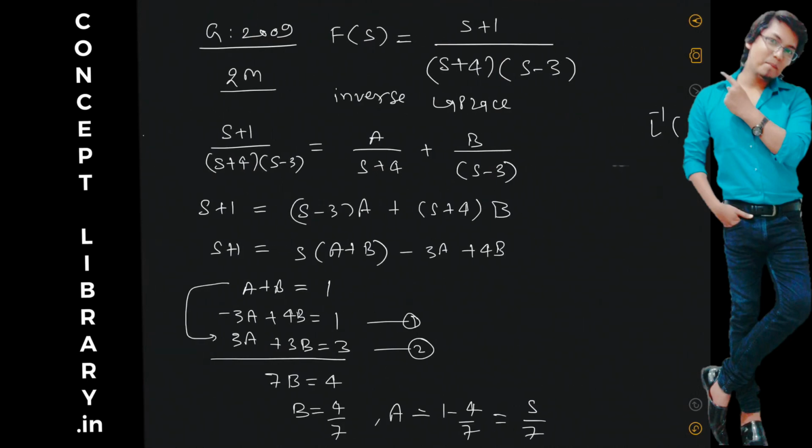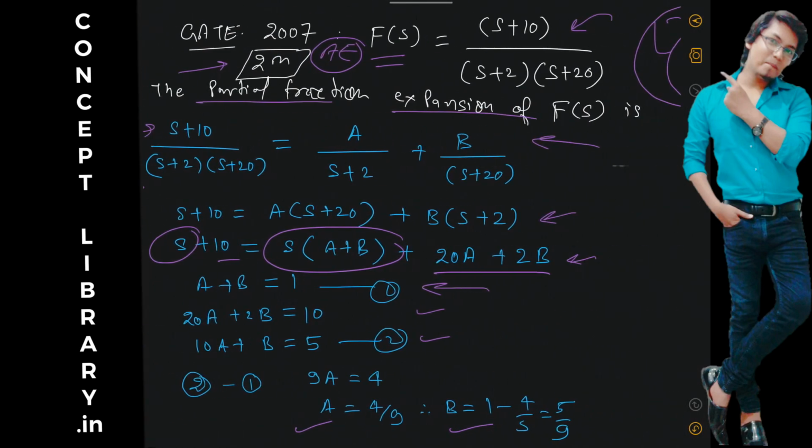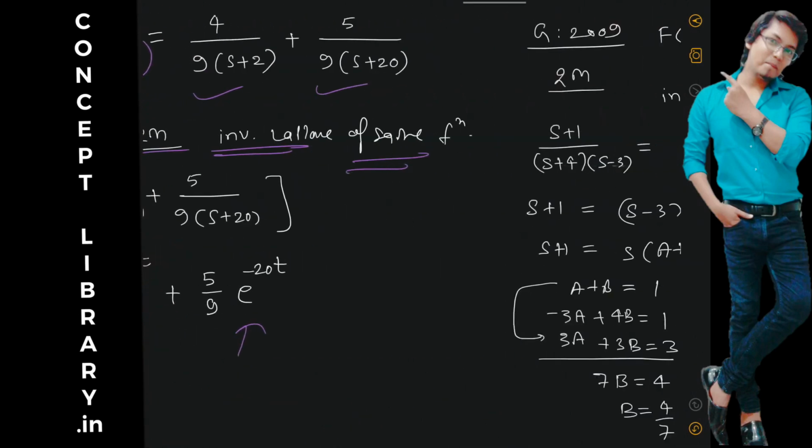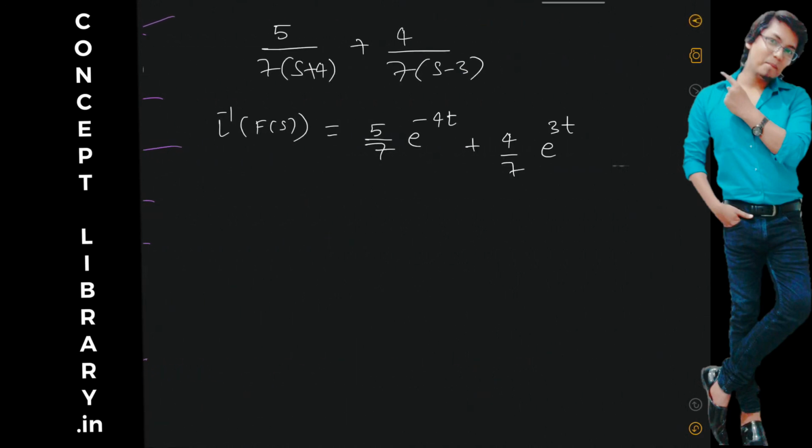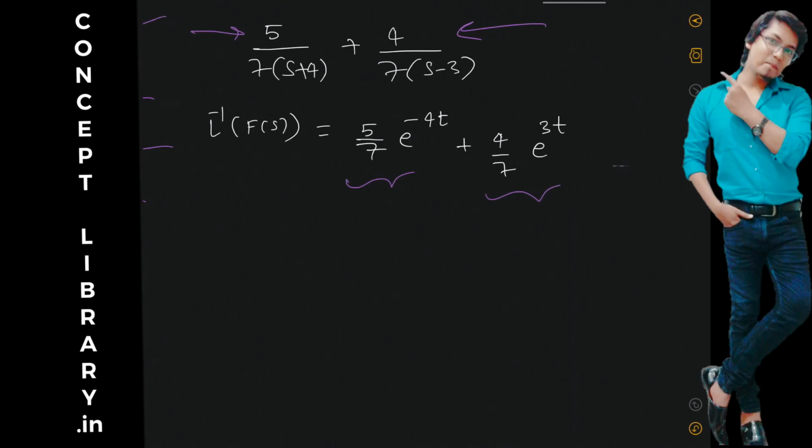Then we go for the 2009 question. Exactly the same format. In 2007 they gave this kind of format: s plus 10, s plus 2, s plus 20. Same format: s plus 1, s plus 4, s minus 3. Then again they asked, for 2 marks, to do the inverse Laplace. Very easy. First you do partial fractions. After getting the partial fractions you get a and b values, 5 by 7 and 4 by 7. You just substitute, break the function like this, and then do the inverse Laplace. I hope it's clear. Seriously, it is very easy. Okay, go for the next video.